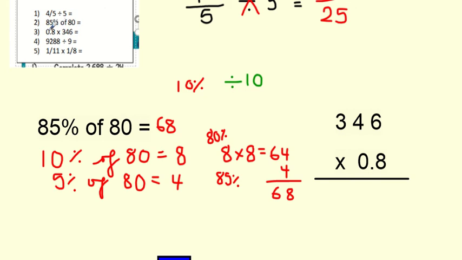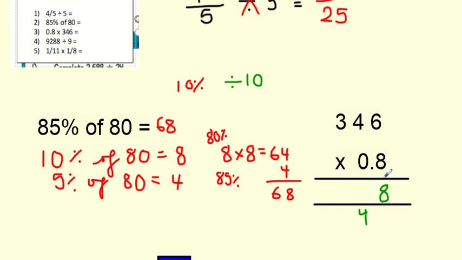So we've got 0.8 times 346. Now, I'm going to use the column method over here for this one. I've set it up ready for us. We're all ready to go. I've made sure everything's lined up accurately. So I'm going to start over here with 6 times 8, which is, well done, 48.